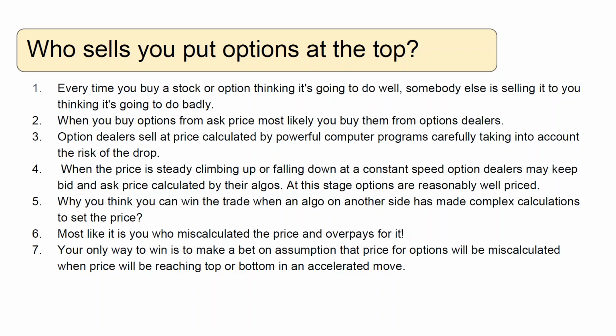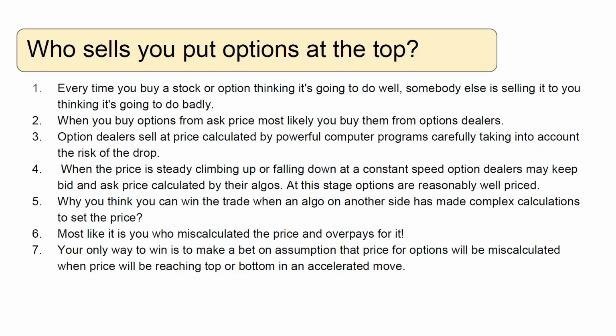They charge you for taking the risk of decline if they sell you a put. When the price is steadily climbing up or falling down, as it was happening at the time when I posted my chart, option dealers may keep bid and ask prices calculated by the algos. At that stage, those options are reasonably well priced. It means the price of the option incorporates the risk of decline. So basically you buy it at full price.